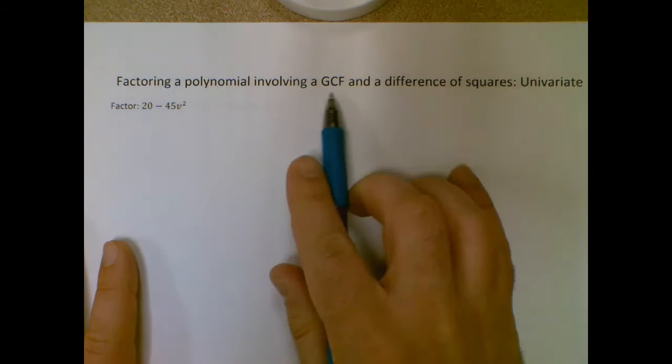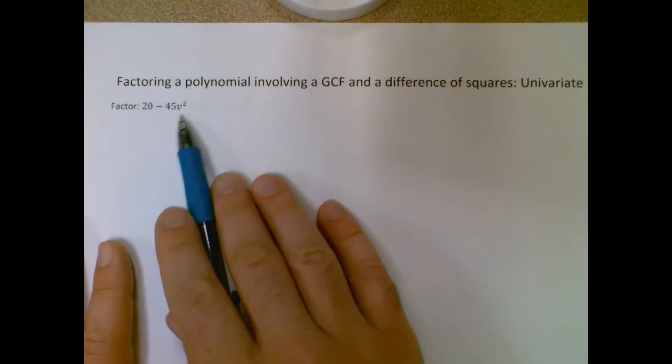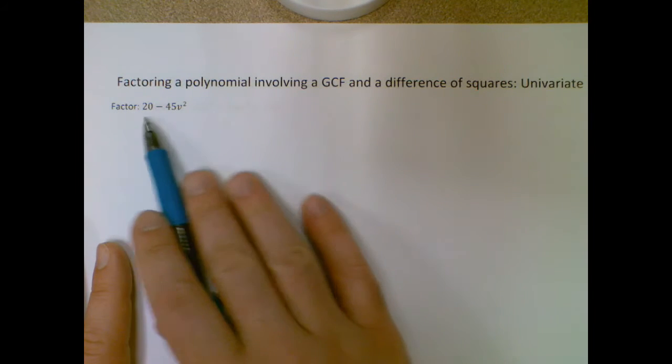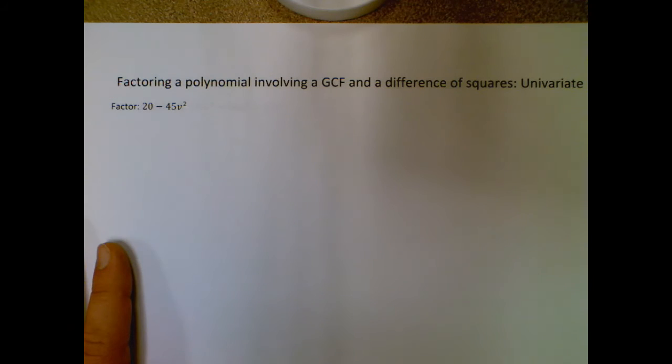So we should be looking for a greatest common factor anytime we start any factoring, because if nothing else, it's going to give you a smaller problem to work with. But in this case, it's actually going to make it significantly easier because this is not currently a difference of squares because 20 and 45, neither of those are perfect squares anyway.